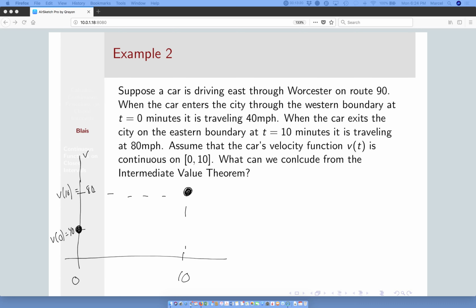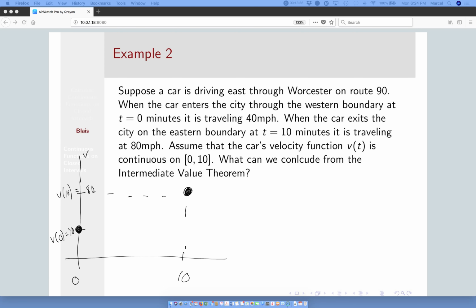And we wouldn't have a jump. You wouldn't have an instant where instantaneously you go from, say, going 40 miles an hour to 60 miles an hour. Your velocity function is naturally a continuous function. So the question is, what can we conclude from the intermediate value theorem?